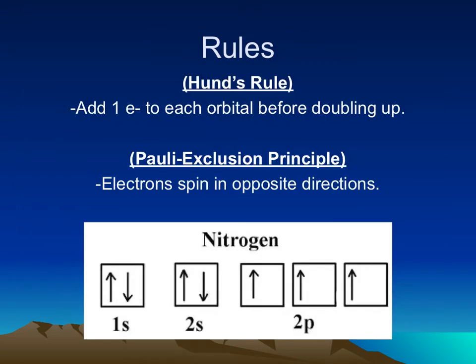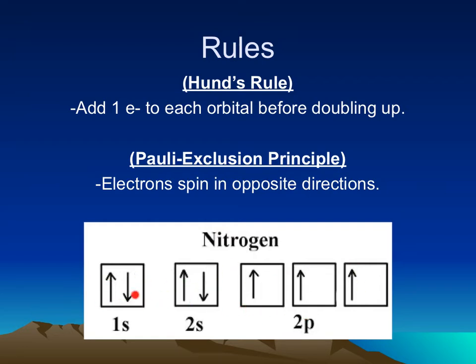So let's look at 2 more rules, Hund's rule and the Pauli exclusion principle. So with Hund's rule, it basically states that you're adding 1 electron to each orbital before doubling up. So notice if I'm looking at nitrogen, it has 7 total electrons, and it has 3 different sublevels with the amount of orbitals in each.